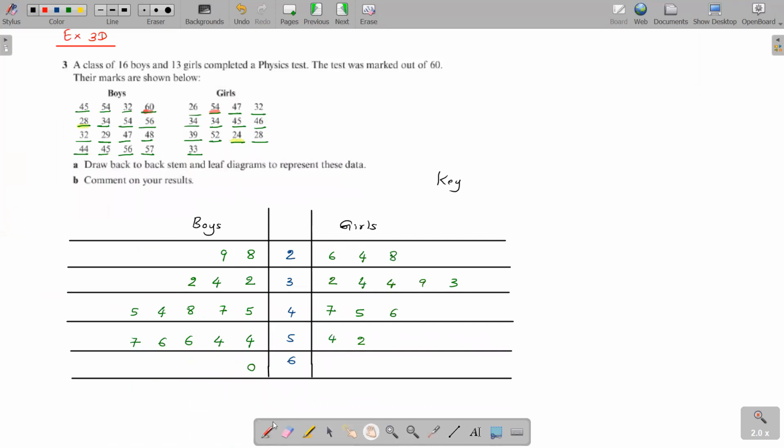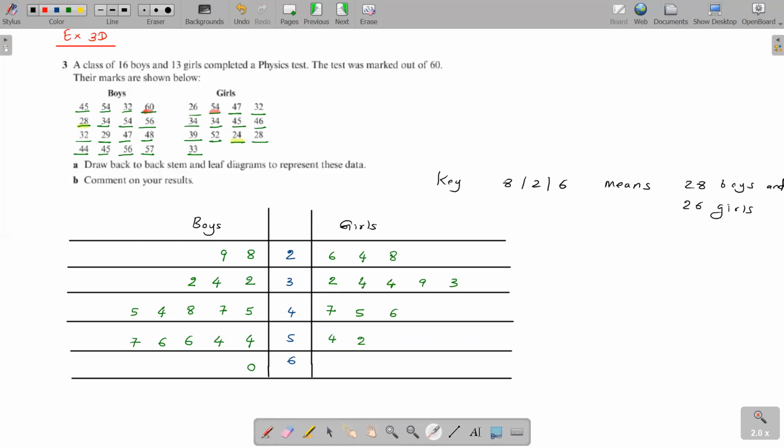So what's the key here? You can write 2, 6 means, or you can give an elaborate key here. So we'll write like this: 8, 2, 6. What does this mean? It means 28 for boys, and 26 for girls. That's what it means.